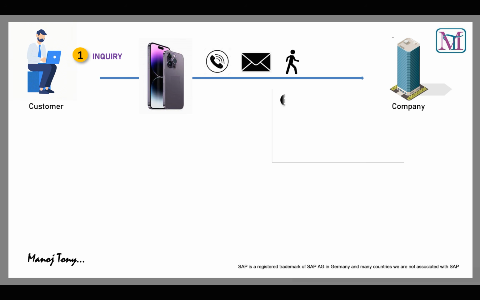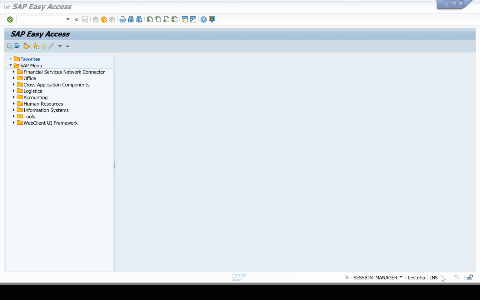So here what does the customer ask? First point, they ask about the expected delivery date or delivery time. Second, price of the material. Third, discounts. Then shipping charges. So now we'll create inquiry document in SAP system. Now I'll show you how to create inquiry.